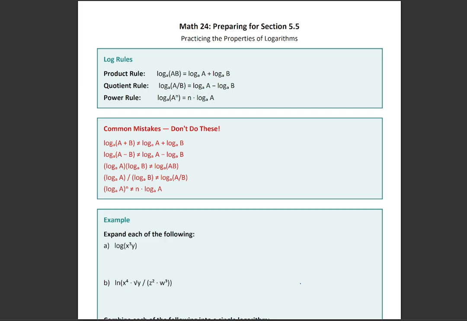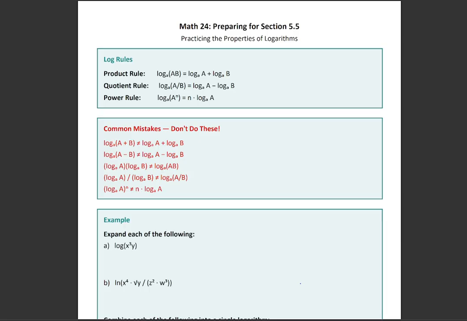Today we're going to be practicing our log rules that we learned in section 5.4. They come up during lecture 5.5, so I wanted to make sure you're solid on them before we get to it. So remember, we have three rules when it comes to logarithms.